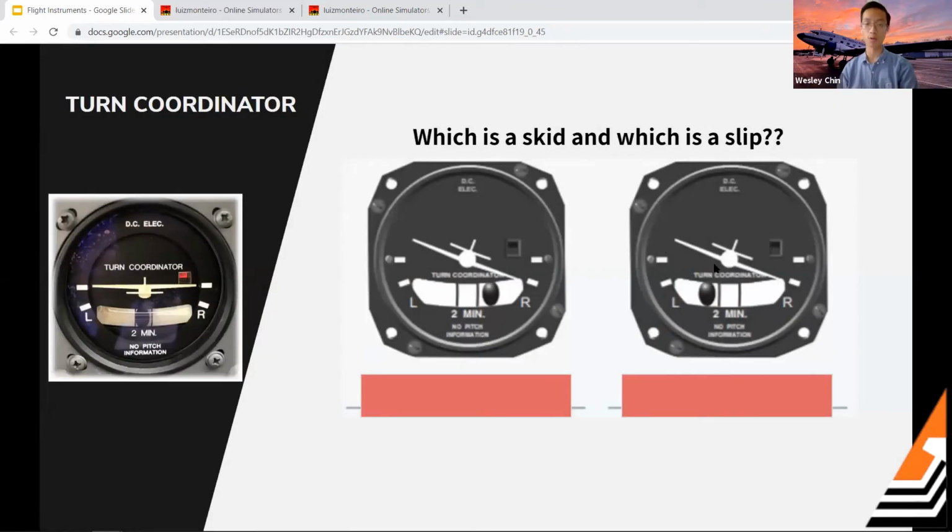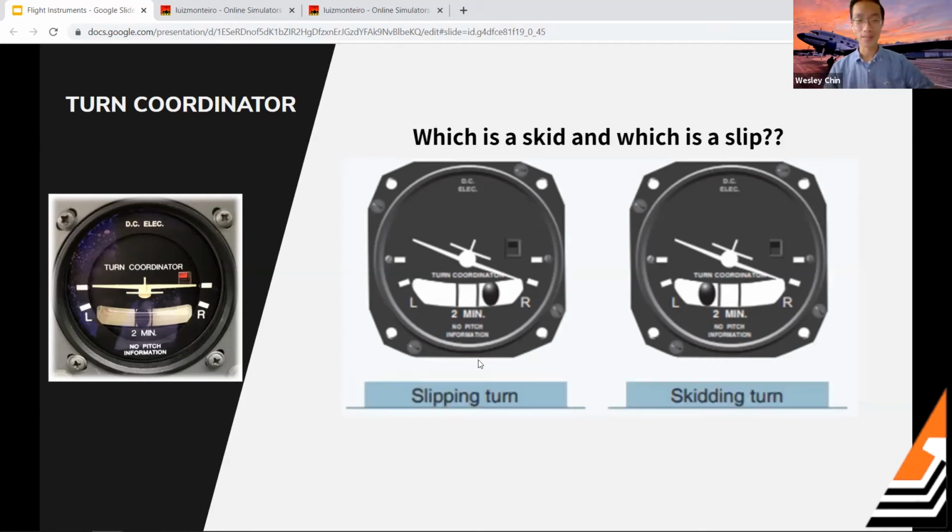So if we take a look at this over here, we've got 2 different diagrams, or 2 examples of turn coordinators, one on the left, one on the right. Which is a skid and which is a slip? Does anybody know the answer here? All right, so let's figure this out. I'll click this. There we go. On the left, we have a slipping turn, and on the right, we've got a skid.